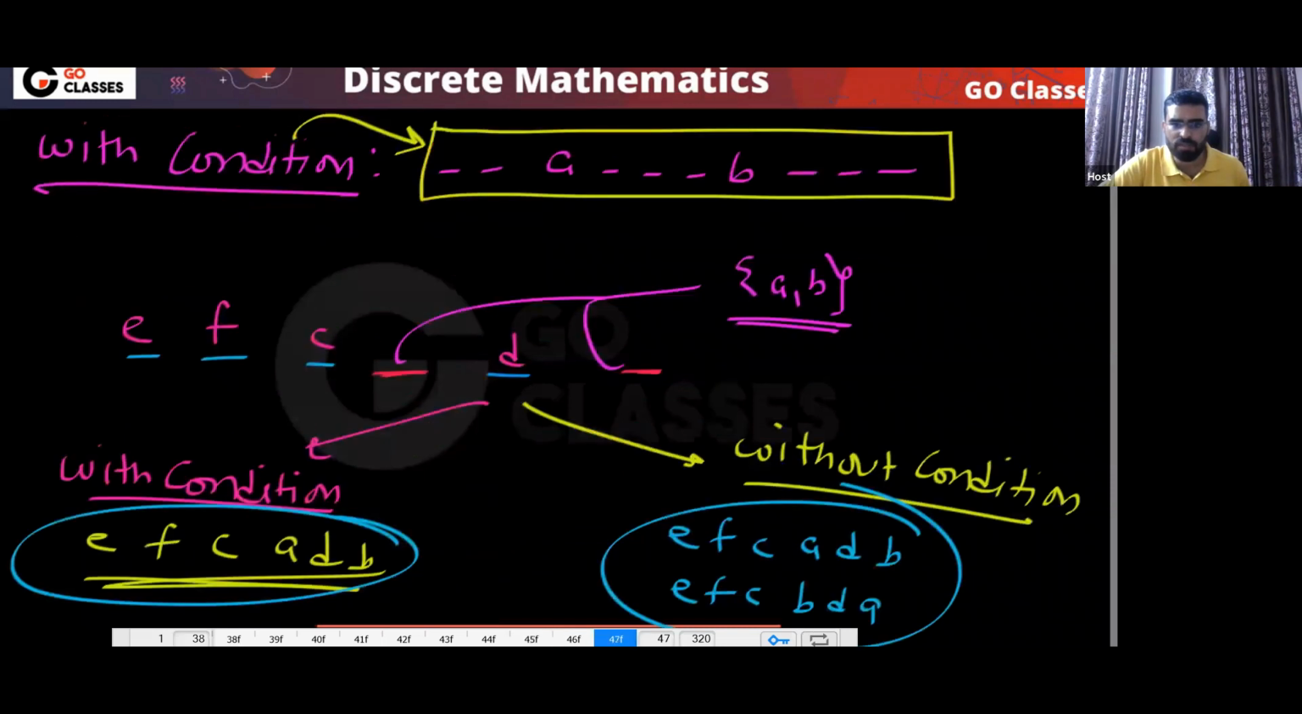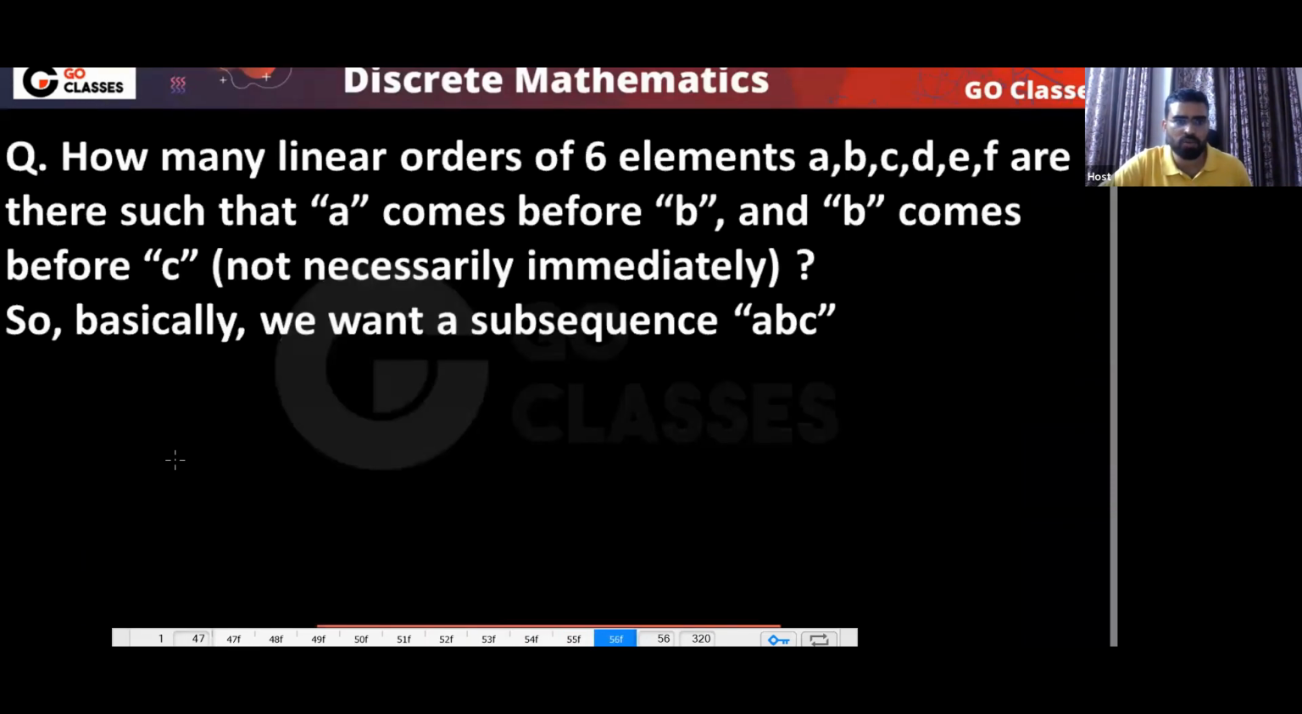Okay, now let's come back to this question again. Now you tell me: A comes before B and B comes before C. So basically we want the subsequence ABC. Now what will you do? Because you have these 6 elements A, B, C, D, E, F, just think about it. If I give you these 6 positions, and I already put the remaining things, for example, let me put E, F, D.